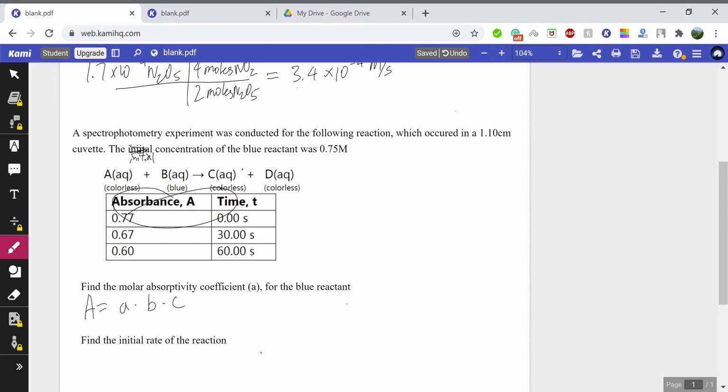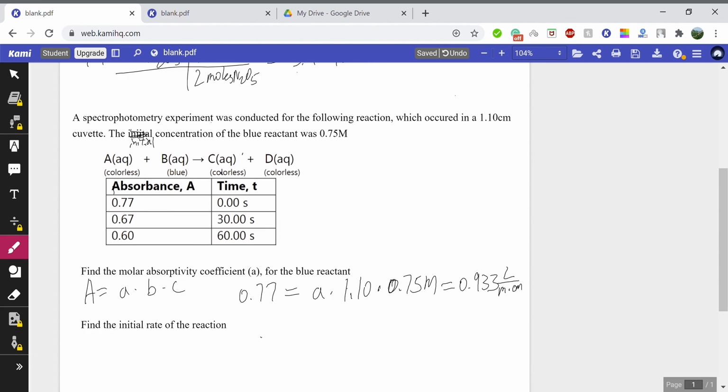Since we're given the initial concentration, which is 0.75, we're going to have to use an initial absorbance as well. So 0.77 at 0 seconds is equal to little a, which is what we're looking for, times b, which is 1.10 centimeters, times c, which was 0.75 molar, as given. Now we divide 0.77 by 1.10 and divide that by 0.75 to find a, which gives an answer of 0.933. Our units will be liters over moles times centimeters.